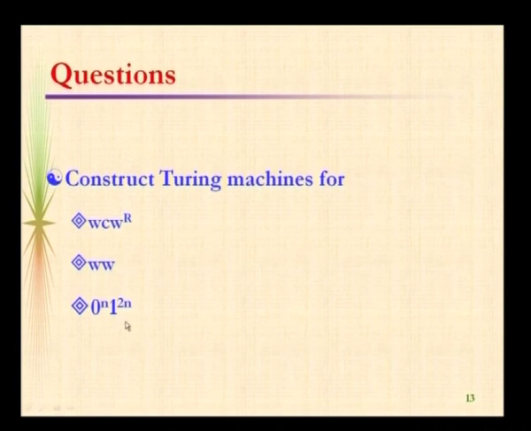And then 0 power n followed by 1 power 2 n, that is, the number of ones is double the number of zeros available on the tape, in the order of all zeros followed by ones equal to double the number of zeros. So, these kinds of questions may be asked as far as the construction of Turing machines is concerned.